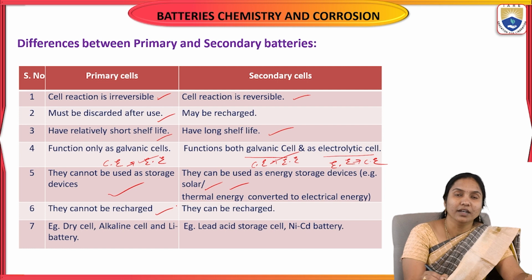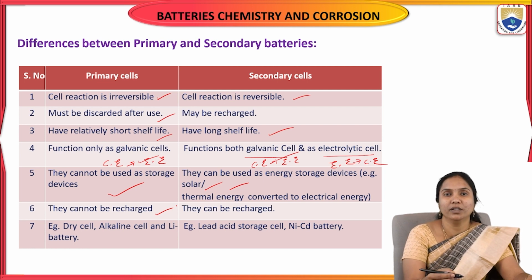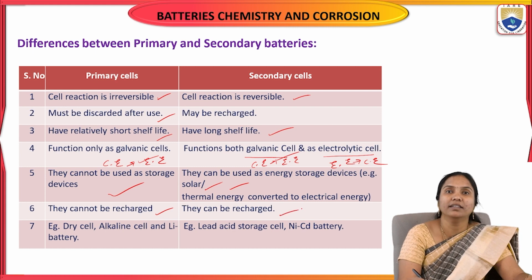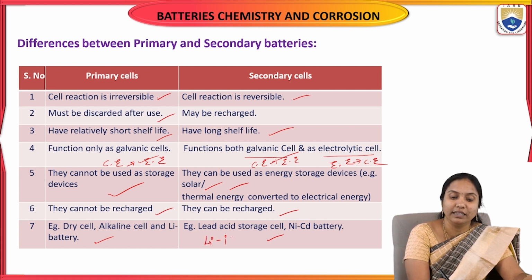Next, primary batteries, as we already know, cannot be recharged, but secondary batteries can be recharged. The best examples of primary batteries are the dry cell, alkaline battery, and lithium battery. For secondary batteries, the best examples are the lead acid storage battery, nickel cadmium battery, and one more example, the lithium ion battery.